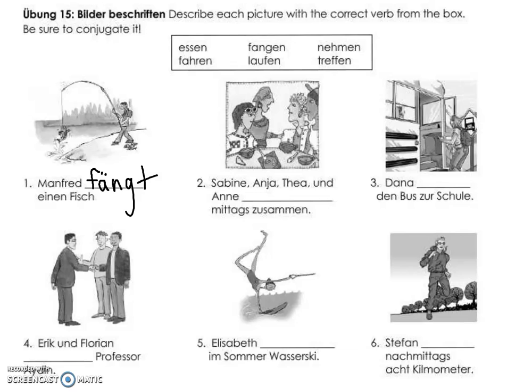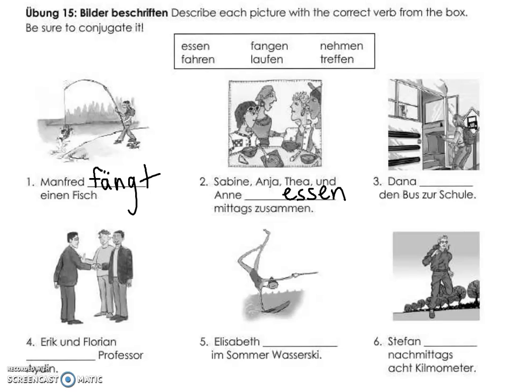Looking at number 2, we have Sabine, Anja, Thea, und Anna, and then a verb, mittags zusammen. So we take a look at what they're doing. It looks like we see utensils and food on the table, so they must be eating. Our subject is Sabine, Anja, Thea, und Anna, so that's like saying they, which is sie in German. Make sure we're looking at the correct form to conjugate it. Let's figure out what goes in the blank. And essen is the correctly conjugated form. This one doesn't have a stem change because it's inside of that meat cleaver when we go to conjugate it.